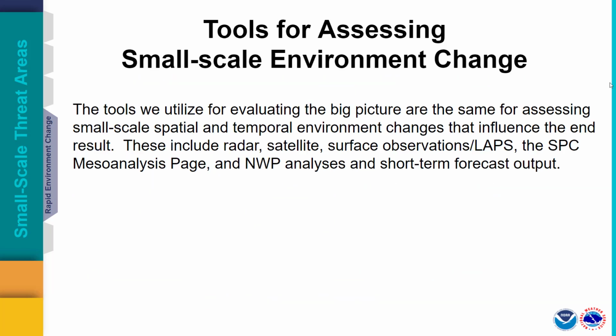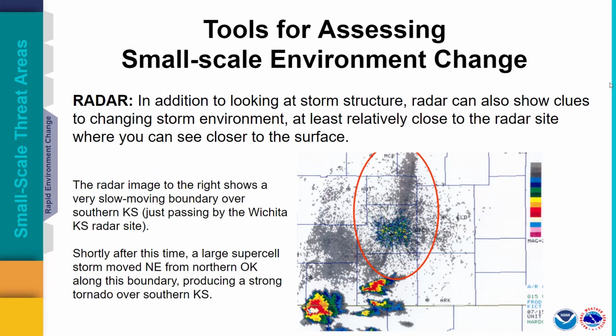Let's briefly review the tools that we typically use for examining the big picture and how they can be used for smaller scale threat analysis. These tools can include radar, satellite, surface observations, LAPS analyses, the SBC mesoanalysis page, and NWP analyses and short-term forecast output. Of these tools, radar is probably the exception in that it is primarily used for examining the small scale, unless you're viewing a multi-radar mosaic.